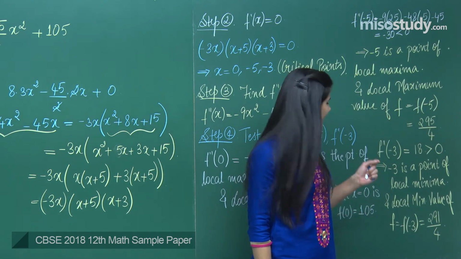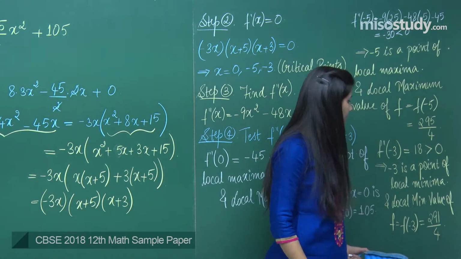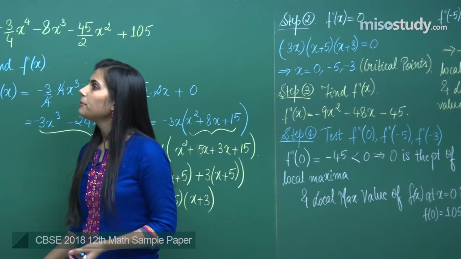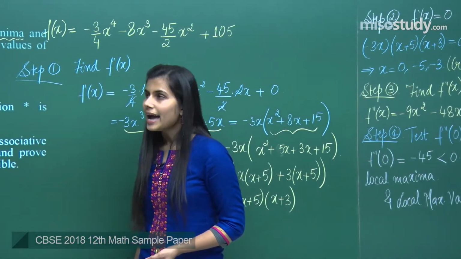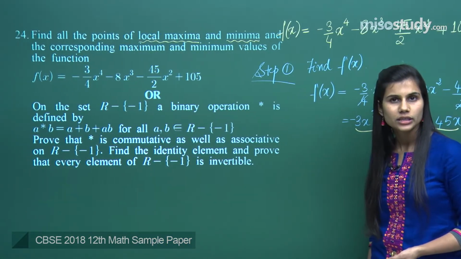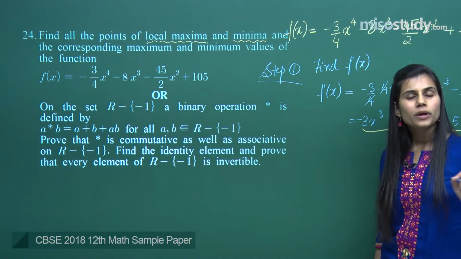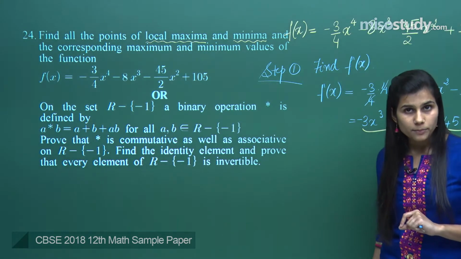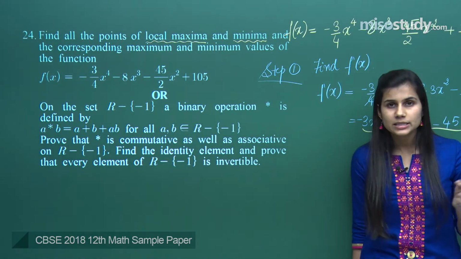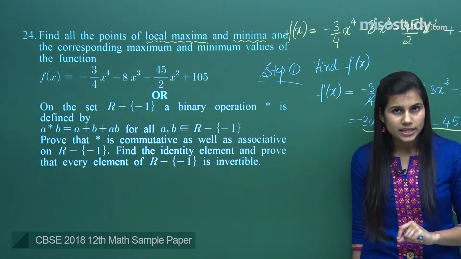this. And that completes my discussion about this particular question, which was what? Basically, it was asking you to find the points of local maxima and local minima, and also find out the corresponding maximum and minimum values of this function. So we just used our algorithm, which was to find f dash x. Then we equated f dash x with 0 to find the critical points, the points which can only qualify to become the points of local maxima and local minima. And then we used our second derivative test, basically.